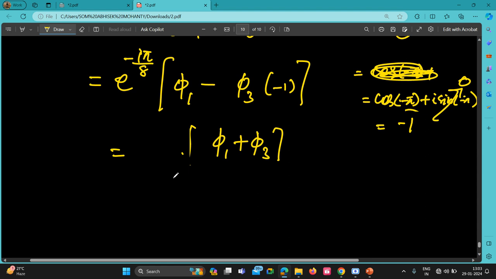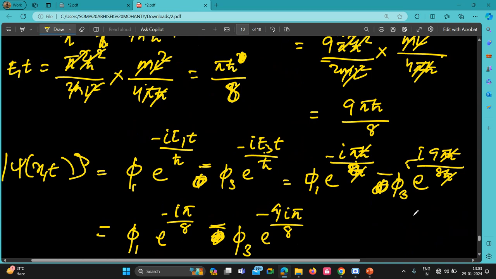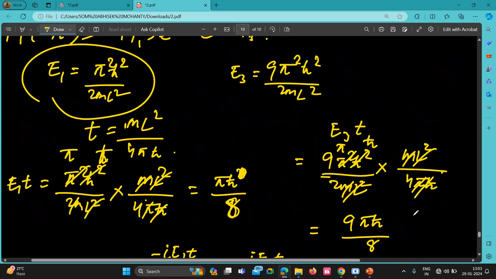So if I write it again: e to the power minus i pi by 8. Phi 1 was what? Root over 2 by L sin pi x by L, plus root over 2 by L sin 3 pi x by L. That will be the answer. So this was the answer. Again, a very deviation-type question, but it's not hard, it's just conceptual. You just have to do these questions. The more you practice, the more acquainted you will be with this type of question.